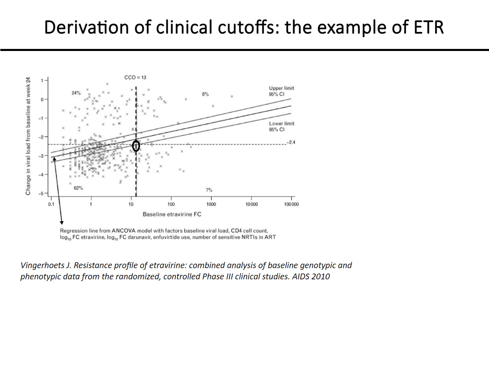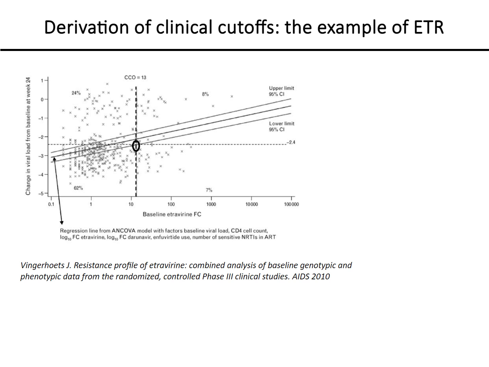When the fold reduction in susceptibility was above 3-fold, there was a reduction in response to Etravirine compared with those viruses that had less than 3-fold reduced susceptibility. And when the fold reduction in susceptibility was above 10 to 13-fold, there was no longer any virological response that could be attributed to Etravirine.